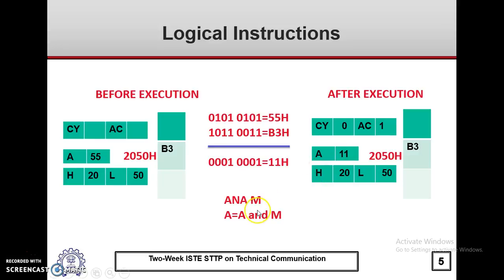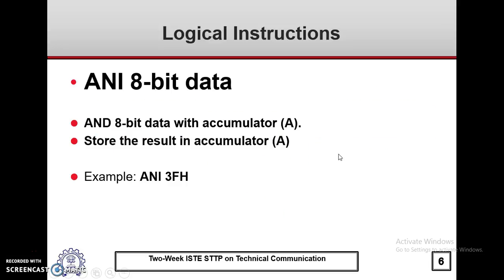Now second instruction is ANA M, in which the content of memory is ANDed with accumulator and result is stored into accumulator. Now B3 is the content of memory which is ANDed with 55, and this one is the result which is now available at accumulator.